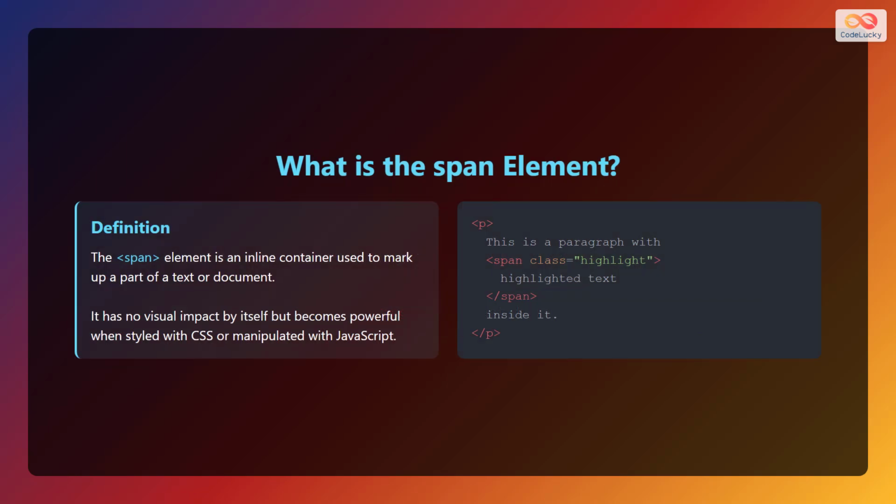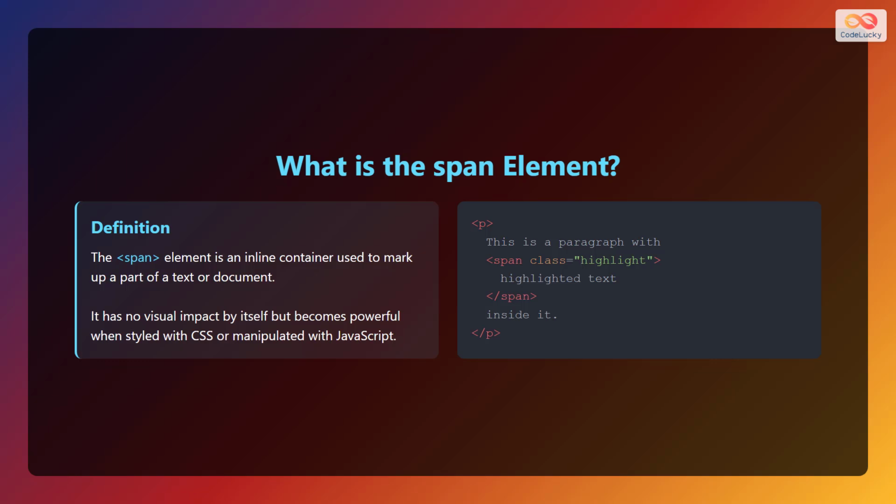So, what exactly is the span element? The span element is an inline container. You can use it to mark up a specific portion of text or any part of a document. By itself, it doesn't have any visual impact, but it becomes very powerful when you style it with cascading style sheets, also known as CSS, or when you manipulate it with JavaScript.